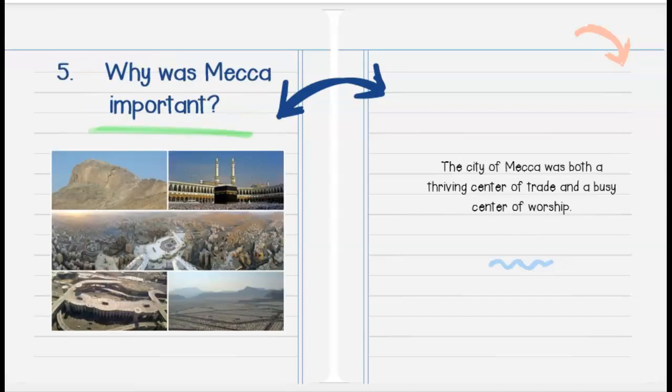Question number 5. Why was Mecca important? The city of Mecca was both a thriving center of trade and a busy center of worship.